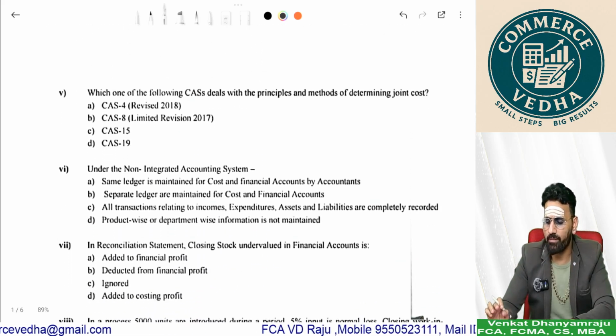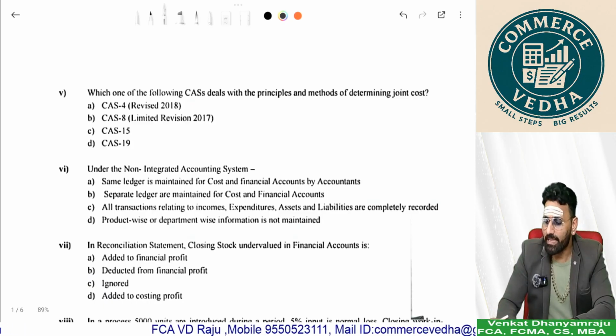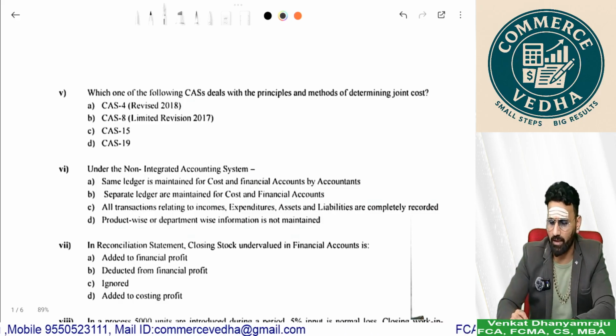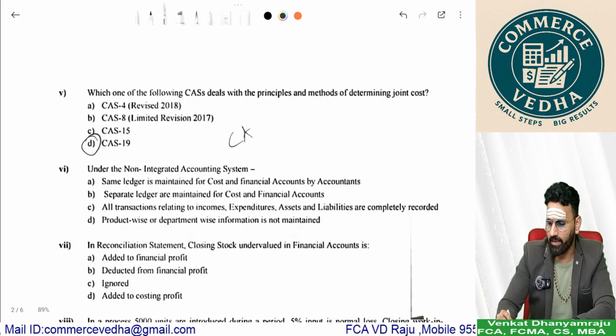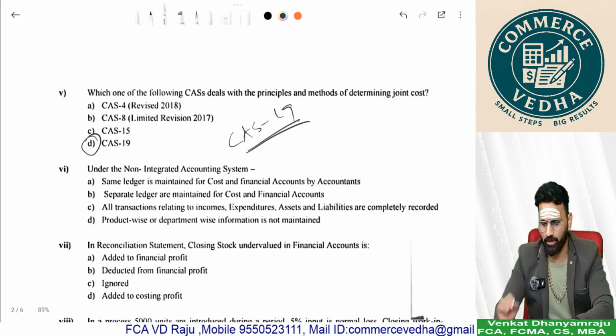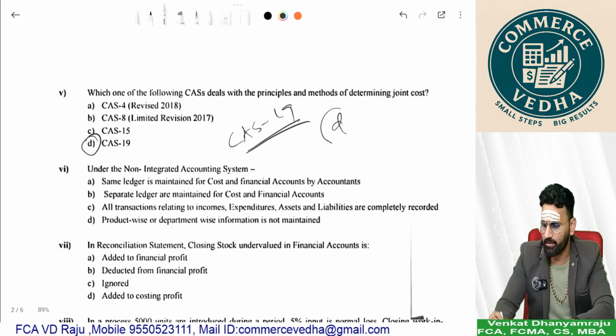Which one of the following CAS, cost accounting standards, deals with principles of methods of determining joint cost? Directly you can select D. CAS 19 deals with joint cost, principles and methods of determining joint cost. CAS 19, the option is D.